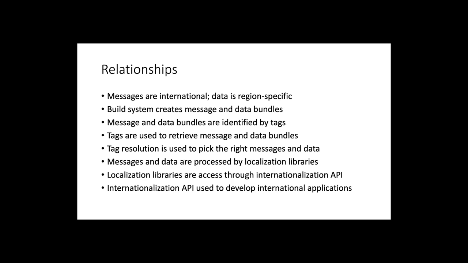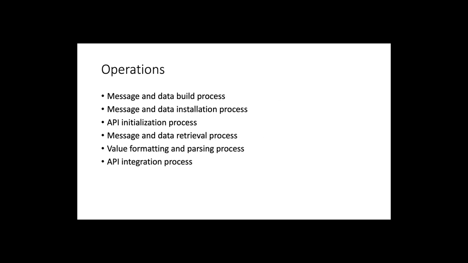This brings us to the operations or processes associated with regional formatting, which are listed here in roughly chronological order. The first operation is to build the message and data bundles, without which nothing else would work. These bundles must somehow be installed into the Internationalization API and kept in a place where they can be accessed by tag without overloading application memory.